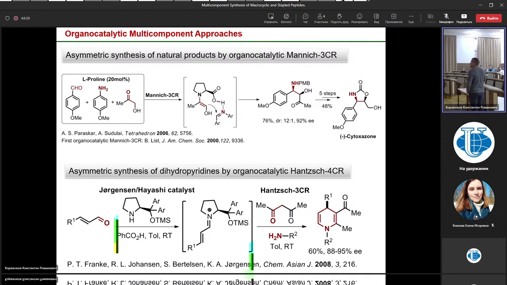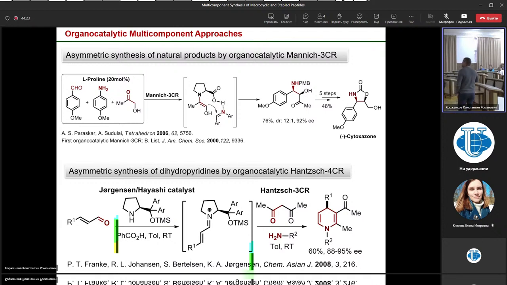And also, this is the typical Hantzsch dihydropyridine synthesis, in which the iminium ion activation form using the Jørgensen-Hayashi catalyst was used to activate the alpha-beta unsaturated aldehyde and to allow the attack of the dicarbonyl and the diamine in the Hantzsch three-component process, in an asymmetric or diastereoselective version in this case, okay?